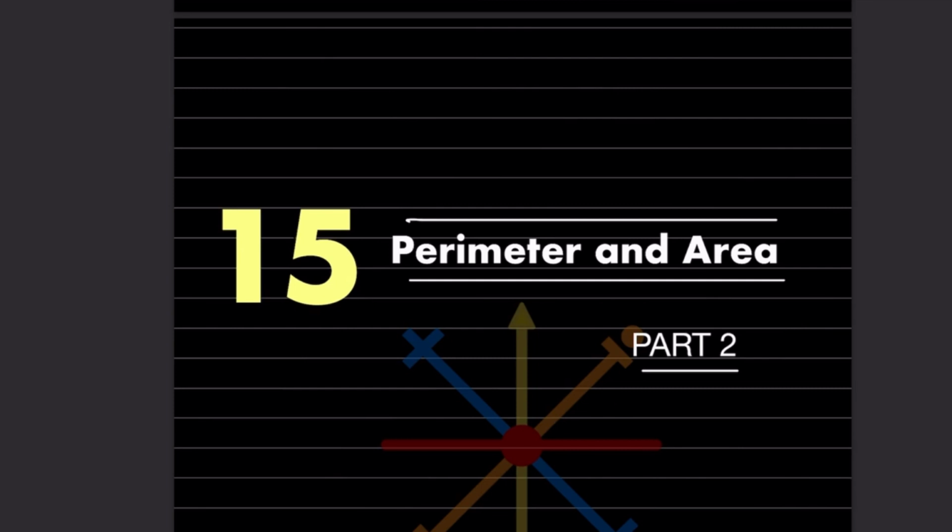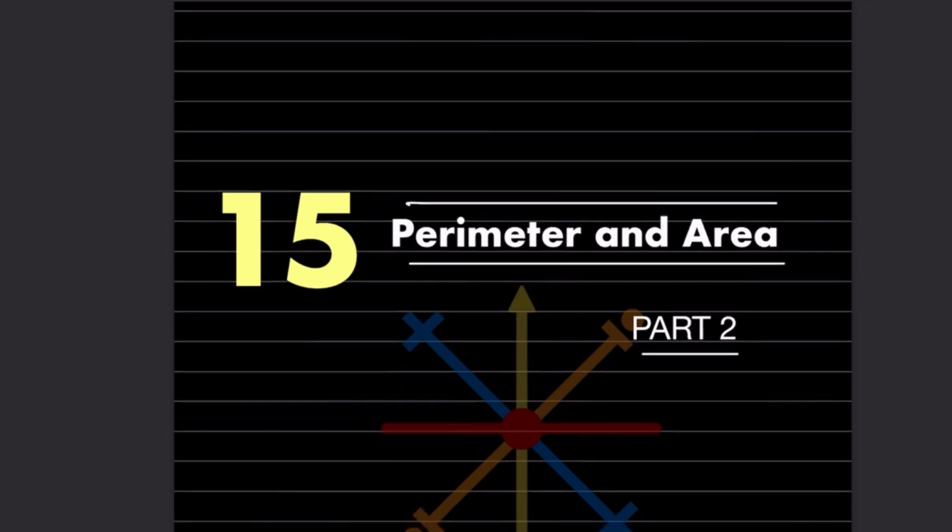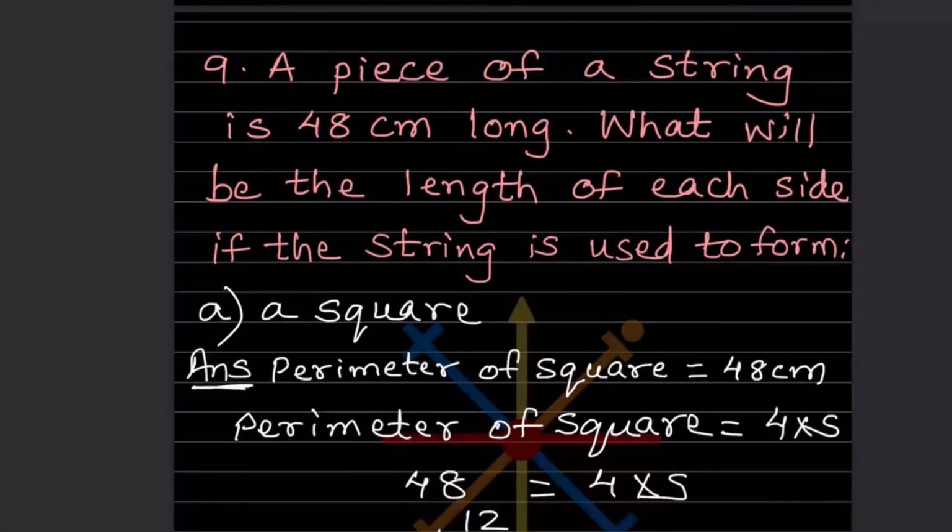So this is the second part of perimeter and area. We have already done a few questions, up to question 8, I think. And we are going to start with question number 9.